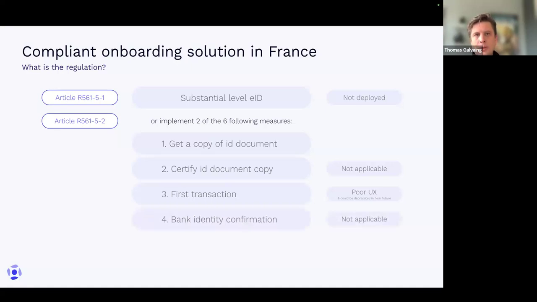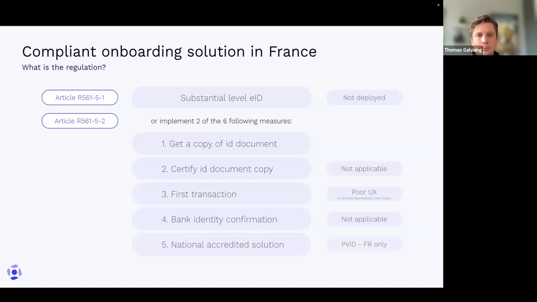The fourth measure is to ask another bank to confirm the identity. This measure requires a direct connection with the bank. It is not allowed to use an intermediary like an open banking solution. To make it work, you would have to be connected with all banks in the EU. It is not applicable.